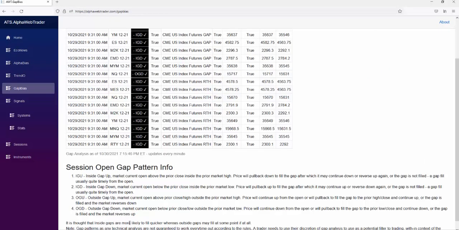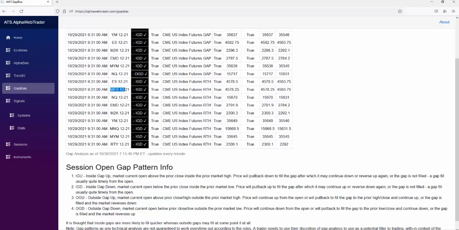The first: at Alpha Web Trader, we house some of the filters that we like to use. One is a gap filter. If we look at MES on Friday, so here's the MES contract, it said IGD. At the time, that IGD, which means inside gap down, would have been green. It turned black because the gap did fill.